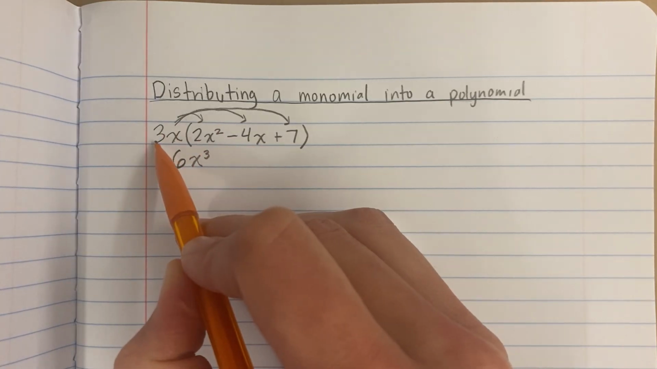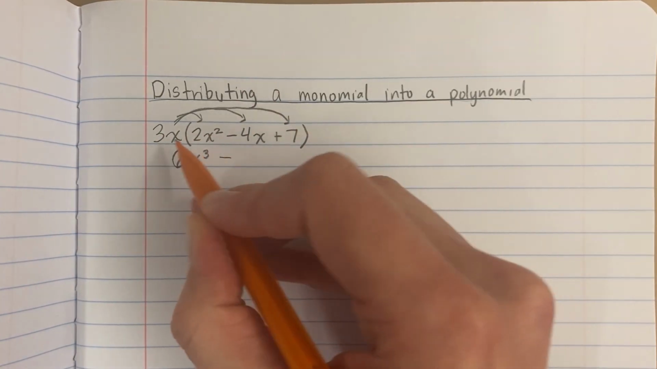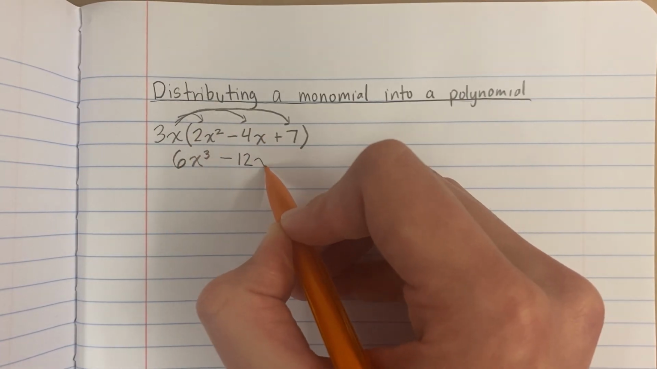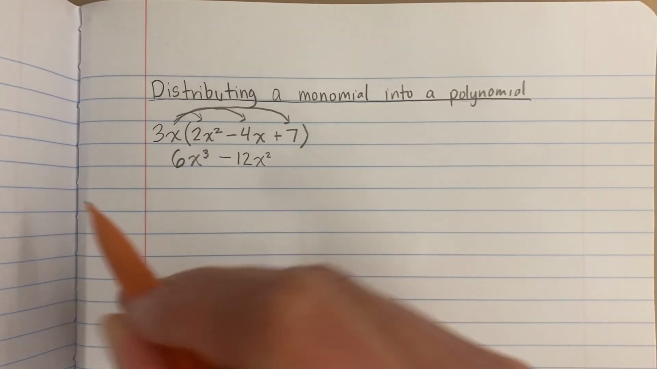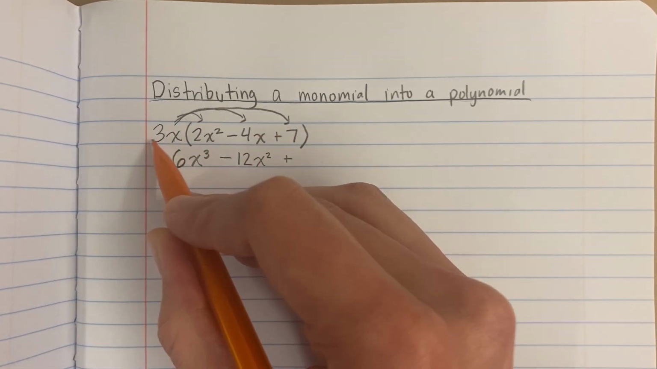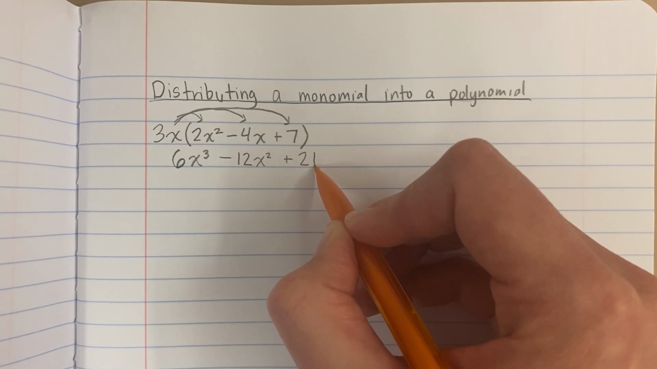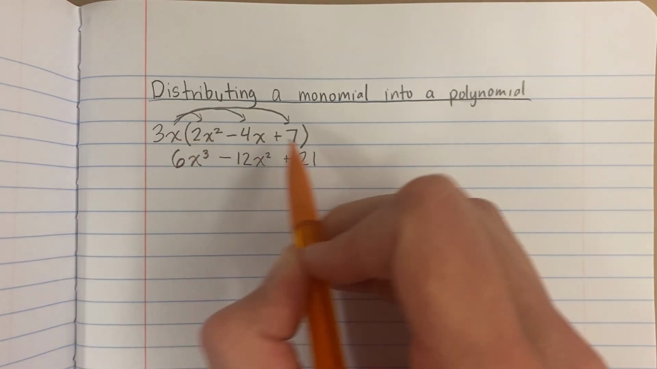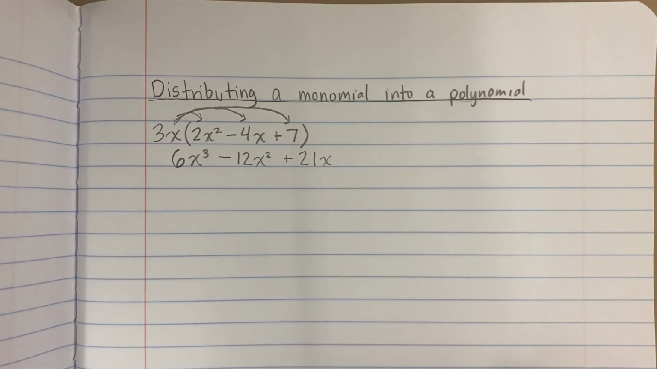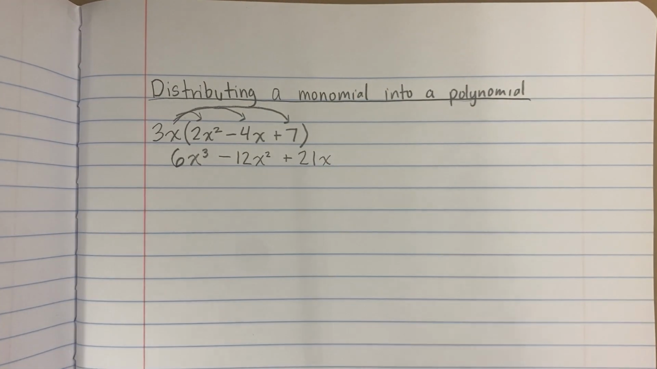Next, 3 times negative 4. Careful, watch your signs. Positive times negative is negative. 3 times 4 is 12. X times x is x squared. 3 times 7, this is positive times positive. 3 times 7 is 21. And there's an x here being multiplied. There's no additional x's here, so that's just 1x. Okay, this is what it looks like.